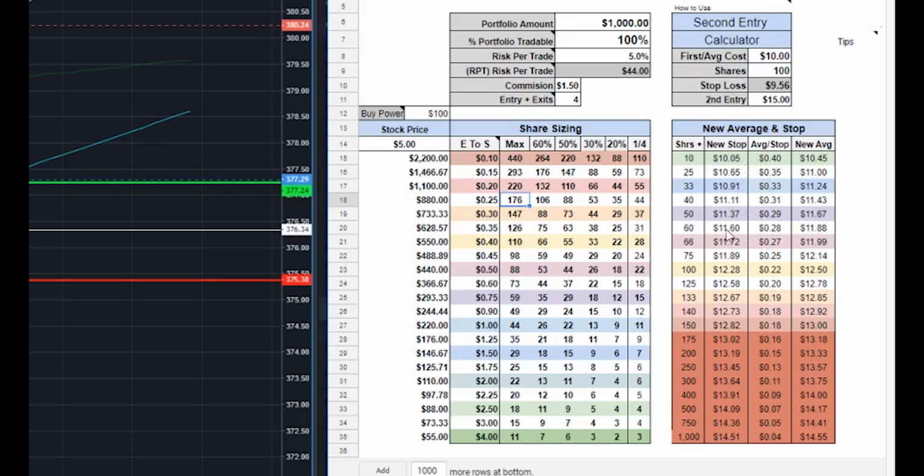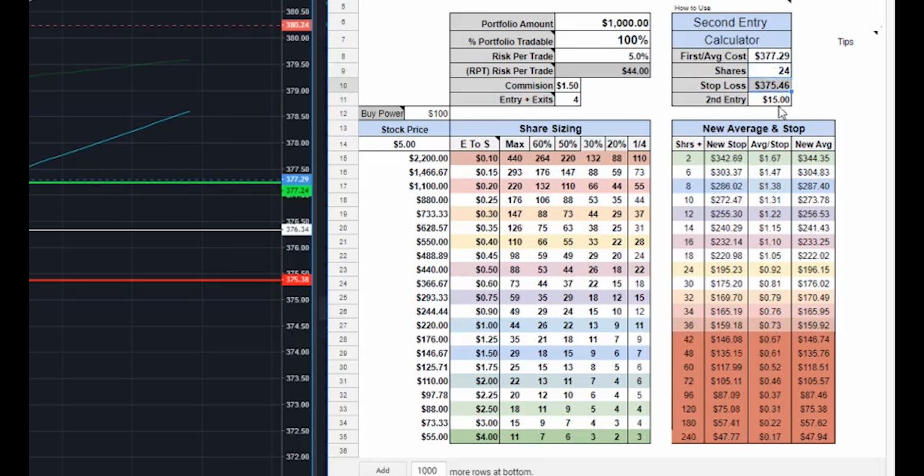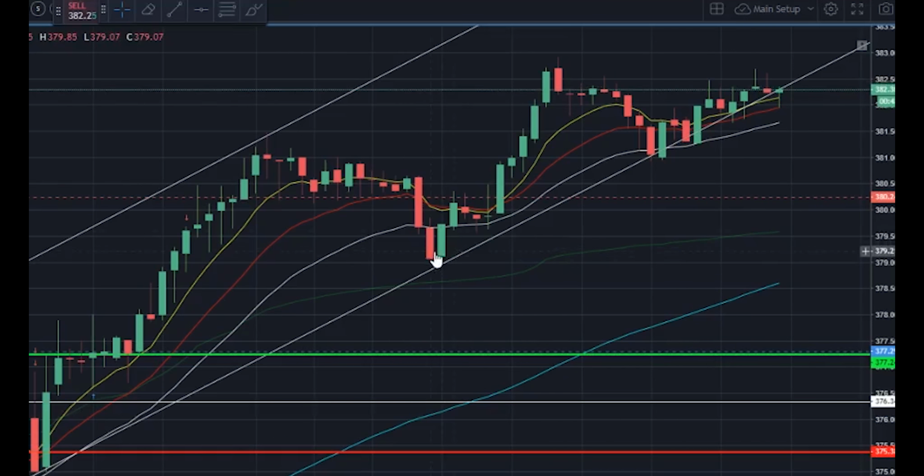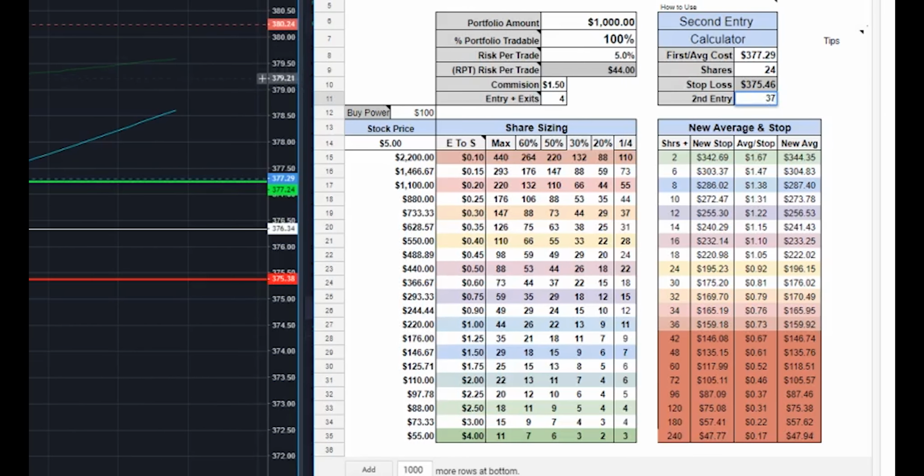This basically generates your new stops and your new averages based on your first entry, which would be calculated over here, and then you put in your first average cost of the stock. For example, on BA my average is $377.29, and let's say I wanted to add double my amount, which I have 24 shares right now. Let's say I wanted to buy another 24 shares. But my second entry would be, let's say on this pullback at 379.79.